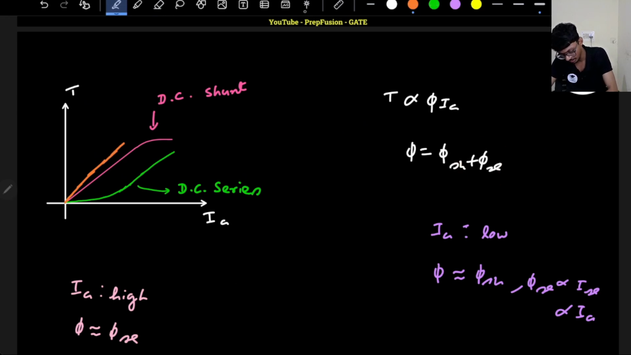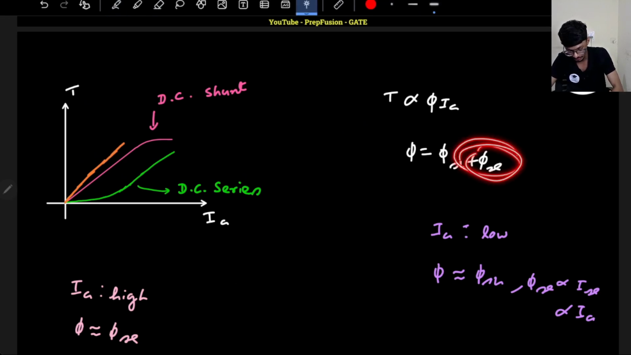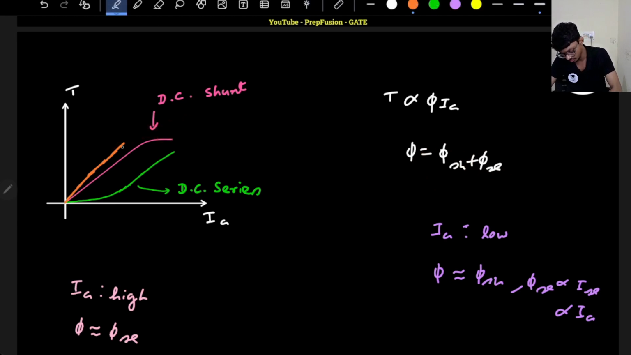In case of high load current, the series field will be dominating, but of course the increase will not be that high because again there is saturation. But as both of these are getting added, this saturation will be higher than the previous one. So I will get higher torque than the previous one. So this will be the DC cumulative compound motor.